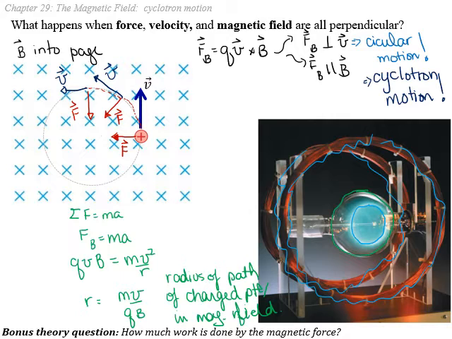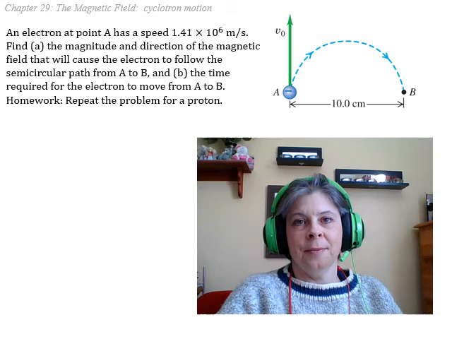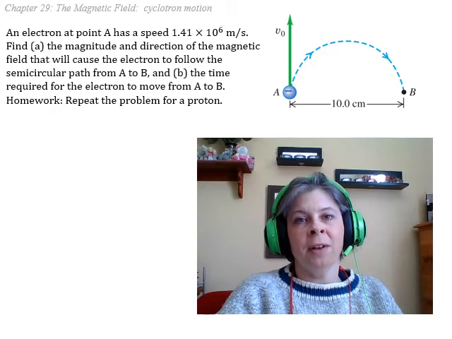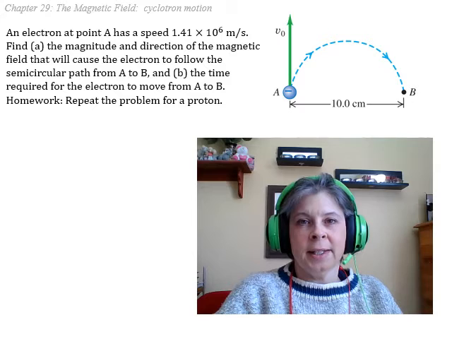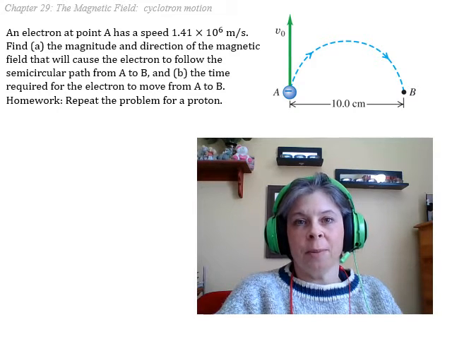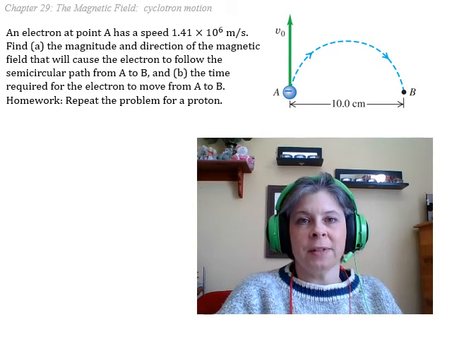One bonus theory question I'm going to ask, I'm not going to answer it. You can talk about it in the discussion groups or you can reach out to me. How do you find the work done by a magnetic force? So see if you can figure out what that is. In this example, we have an electron moving in a half circle. Its initial velocity is up and the path it follows has a diameter of 10 centimeters or a radius of 5 centimeters.